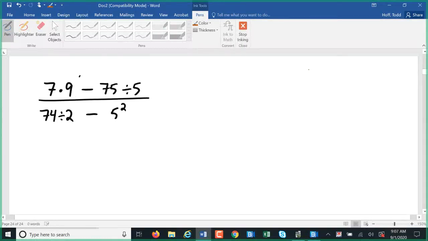So I'm going to rewrite the top of that so that I can combine everything on top. I'll put it off to the side over here so I have room to work on it. There are no other enclosing symbols. There are no exponents, so I'll do multiplication and division left to right. 7 times 9 is 63.